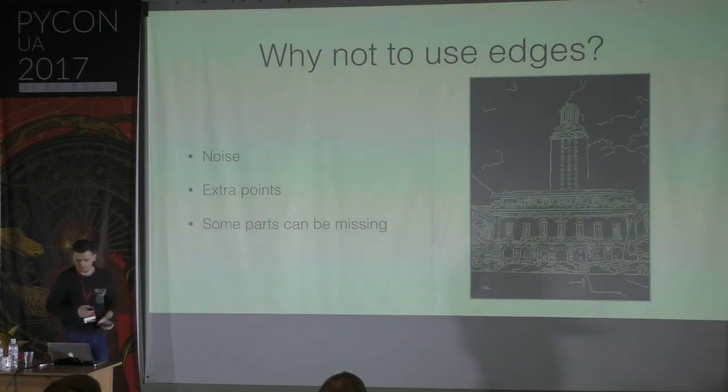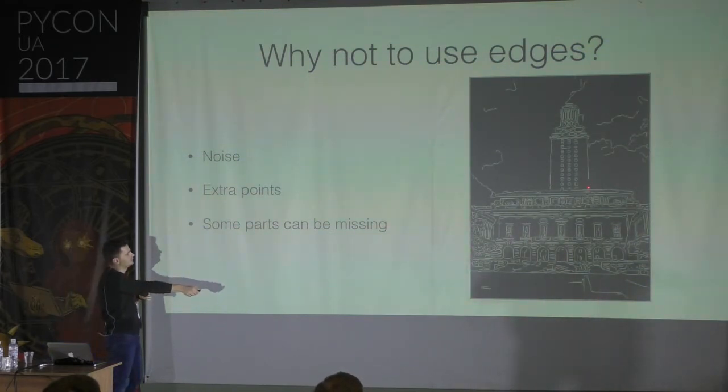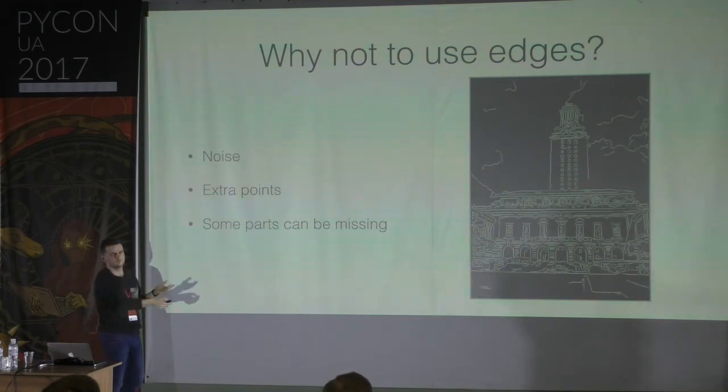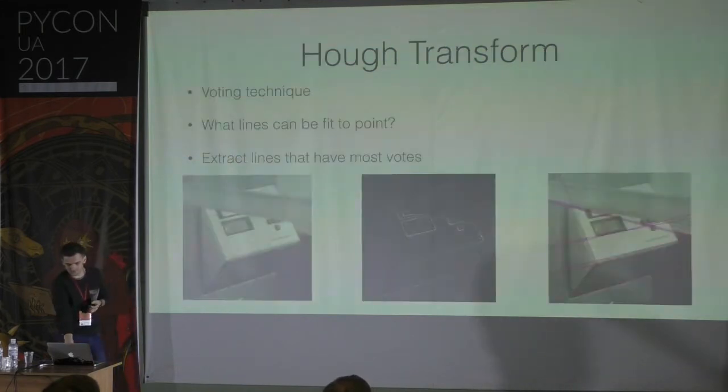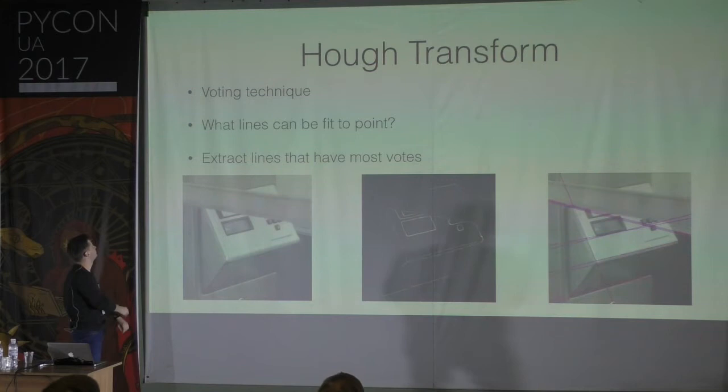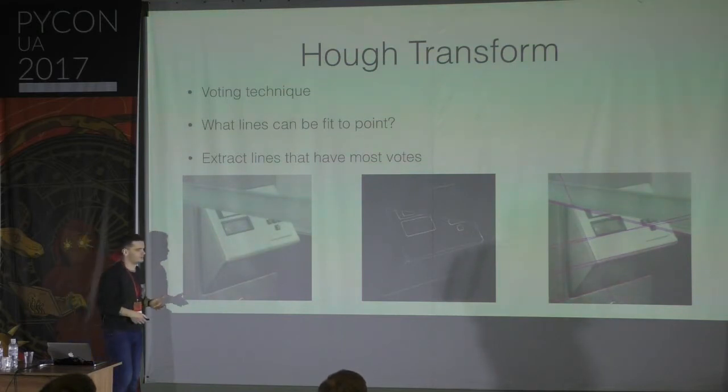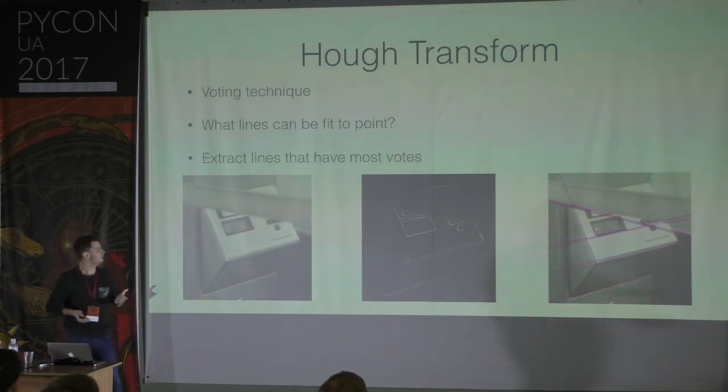And some parts can be missing. So if we have a look here, this is a line, and obviously it continues here. We can't have a line hanging in the air, but it's not here, so we can just use edges for this. There's a method called Hough transform, which is a voting technique, and we just try to see, okay, for this particular point of the edge, which lines can be fit, and we just do it for all points.